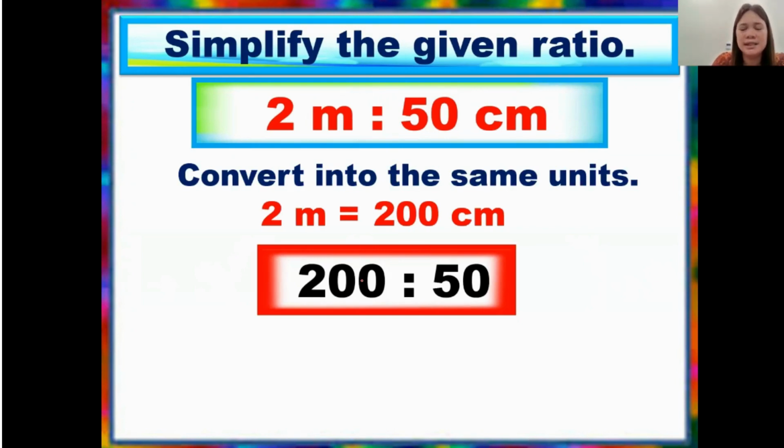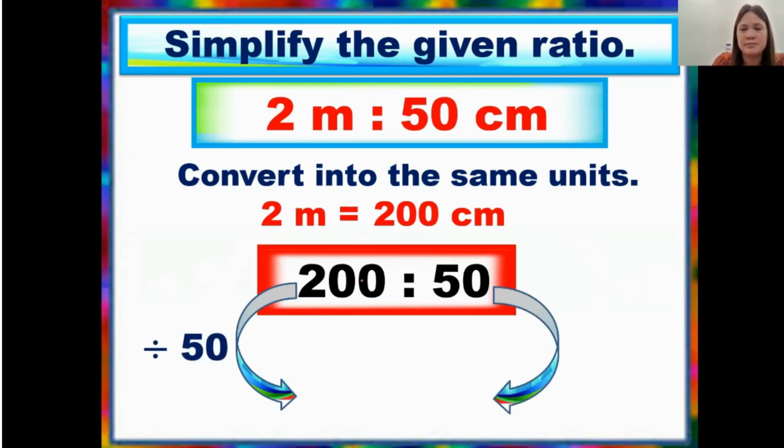You can proceed in simplifying by finding the highest common factor. And what is that? Year 8, highest common factor between 200 and 50? It's 50, correct. So 200 divided by 50 will give you 4, and 50 divided by itself, of course, will give you 1. So it's 4 to 1.